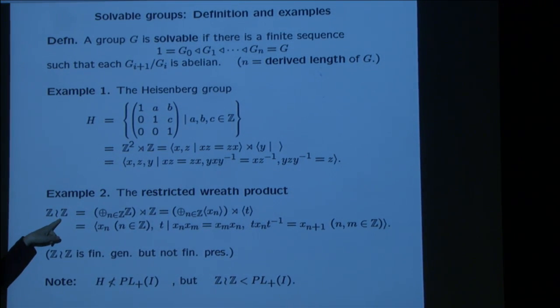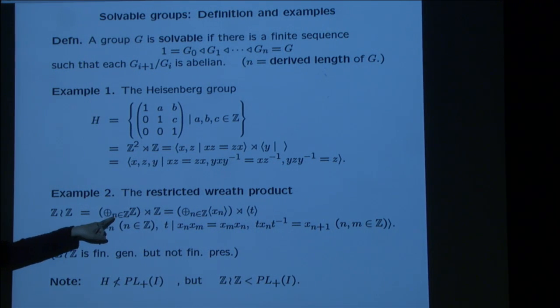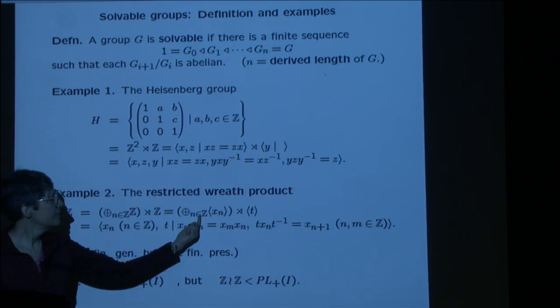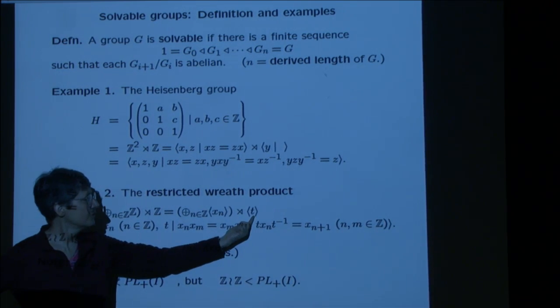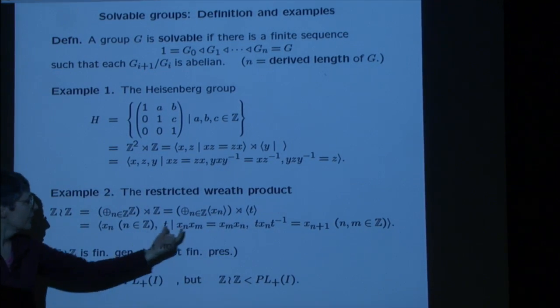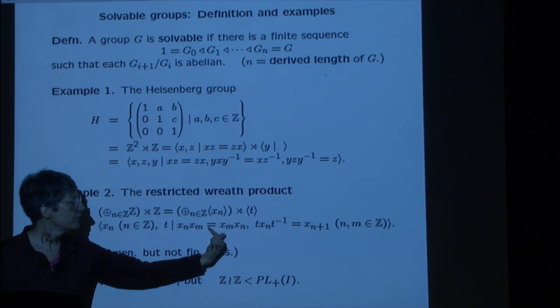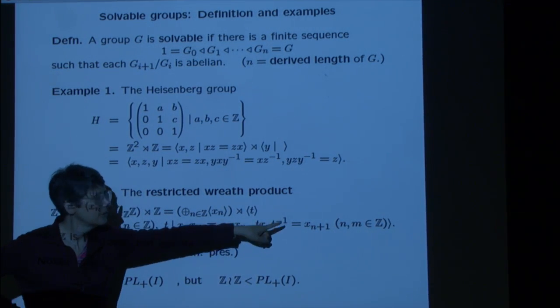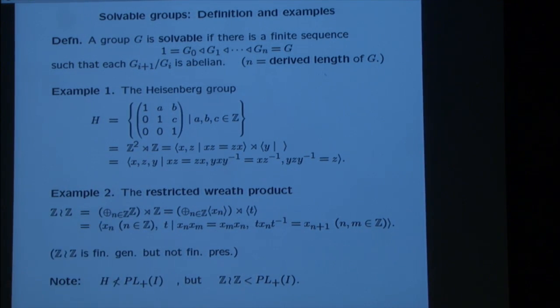So this is called the wreath product of Z with Z. I'm going to have an integer's worth of copies of Z, and I'm going to take a semi-direct product of that with Z. Each of these Z's is generated by x_n, and this Z is generated by t. Each of the x_n's commutes with all the others, and t conjugates x_n to x_{n+1}. It just moves things up the line. Okay, so this thing is finitely generated, actually by x_0 and t, but it's not finitely presented.